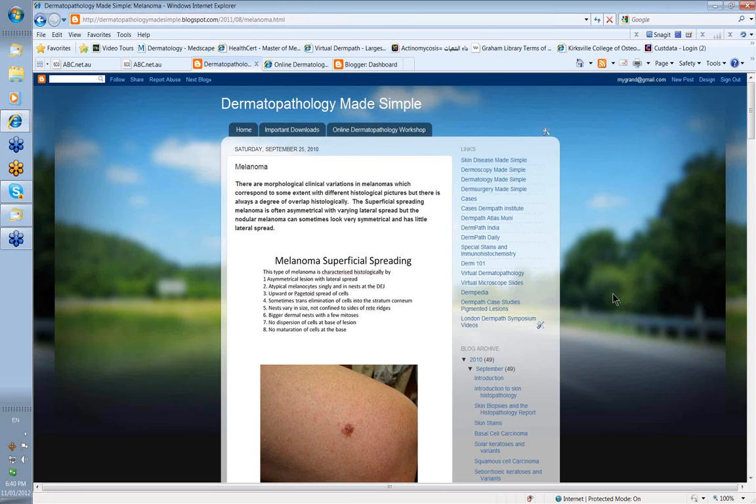Today we're going to look at melanoma, the histopathology of melanoma. Now, let me start by saying that this is a relatively simple level. Unfortunately, diagnosing melanoma can often be one of the most difficult things that a histopathologist has to do, because the consequences of getting it wrong can be great.